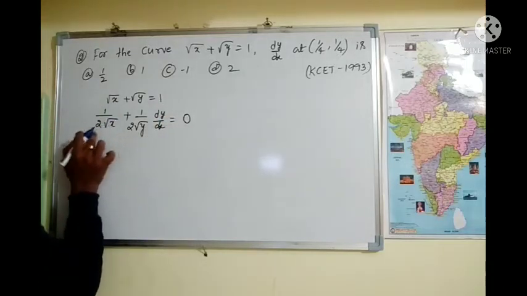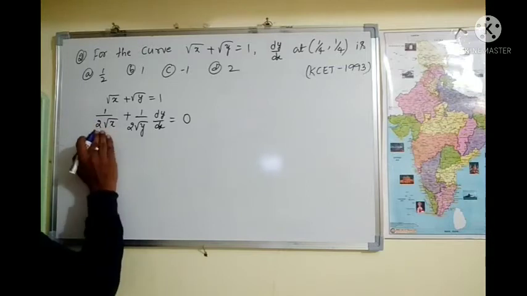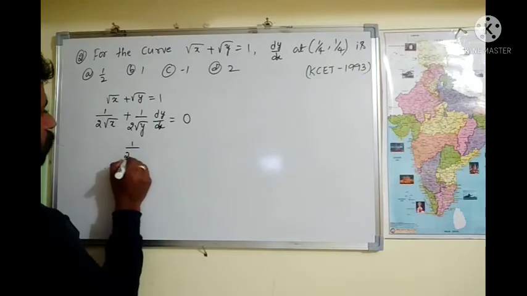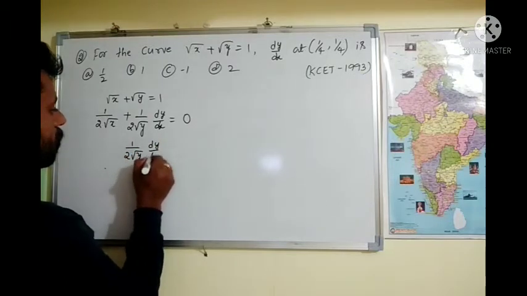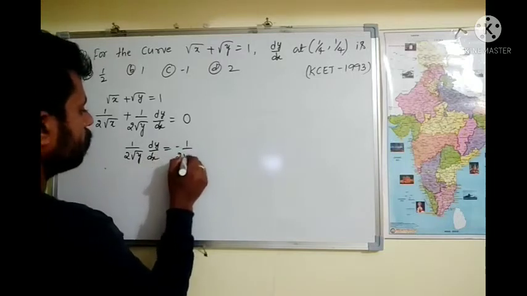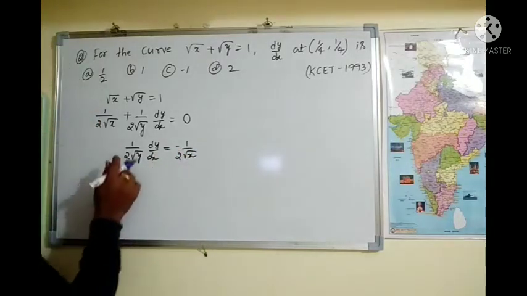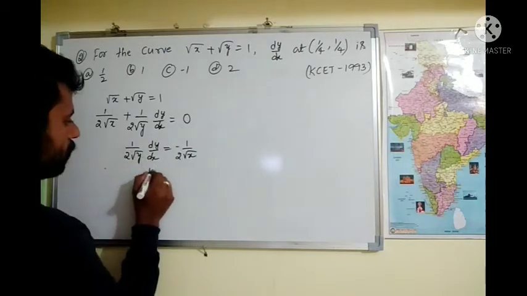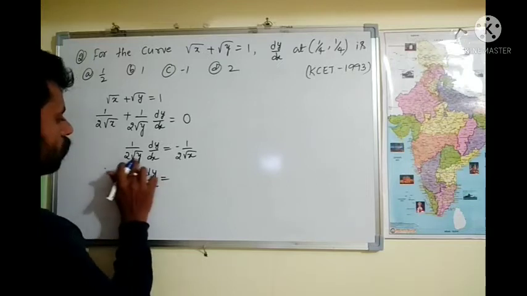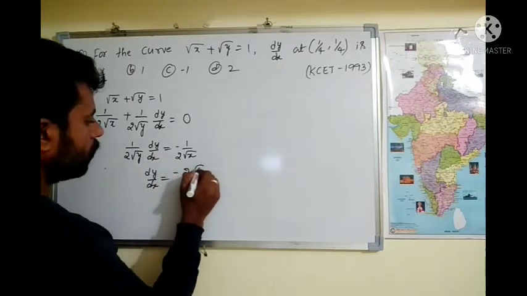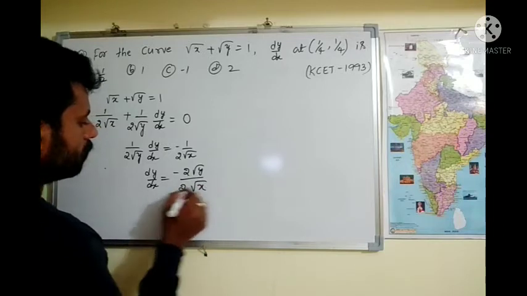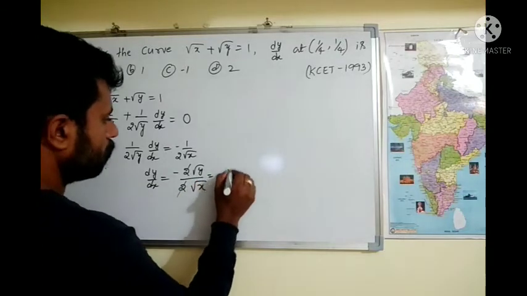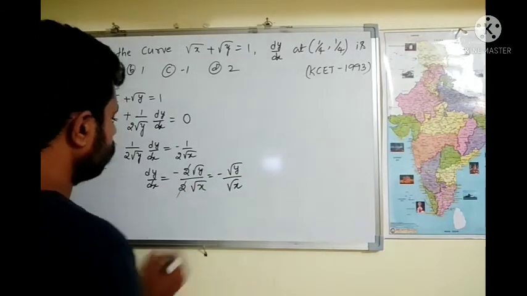Next, here we have 1 by 2 root x as the first term. Take this result to the right hand side, we get the negative of this term. 1 by 2 root of y into dy by dx is equal to minus 1 by 2 root x. Next, cross multiply, or take this 2 root y to the right hand side. We get dy by dx is equal to 2 root y into minus 1 divided by 2 root x. So the 2 gets cancelled, and it is equal to minus root y divided by root x, the value of dy by dx.